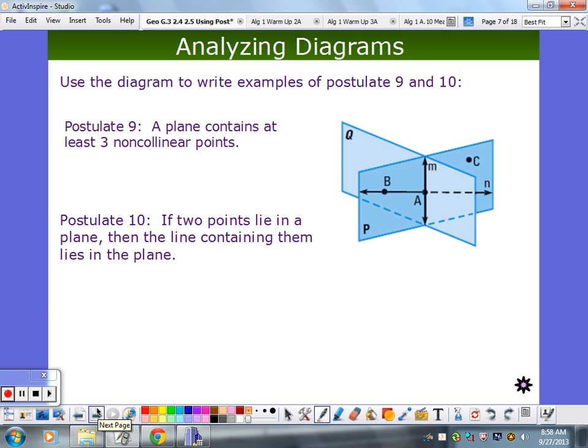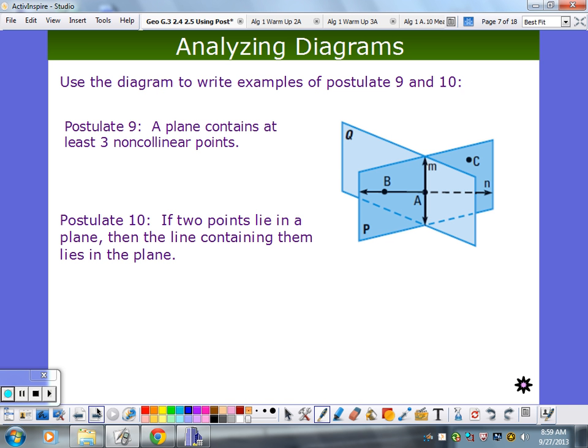Okay, so analyzing and visualizing diagrams is extremely important. I think we've seen that already: you can tell what's going on in a diagram. You can make certain assumptions based on what's in a diagram. You also can't make certain assumptions based on a diagram. So we're going to work with that. This is a diagram that illustrates postulate 9 and 10.